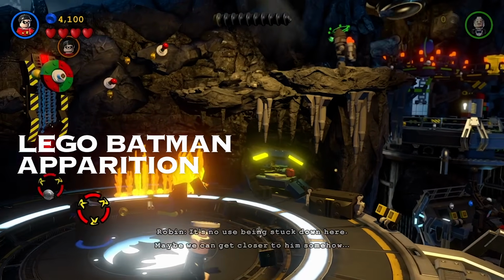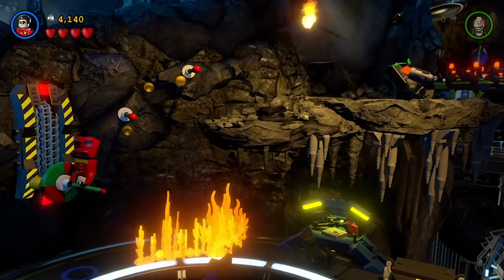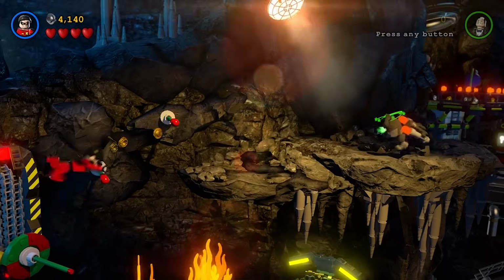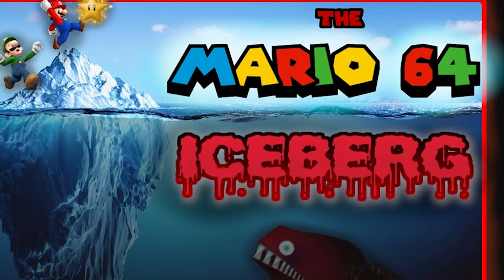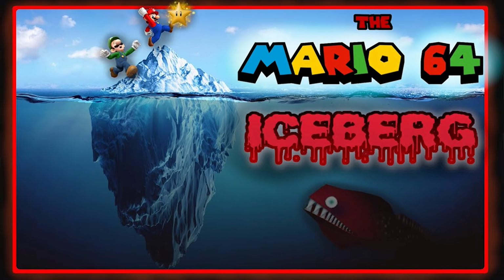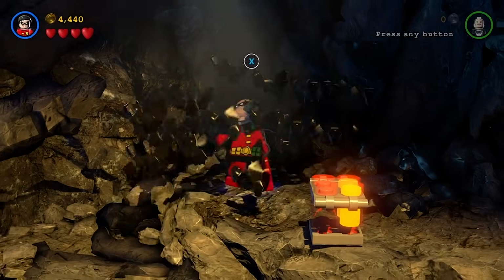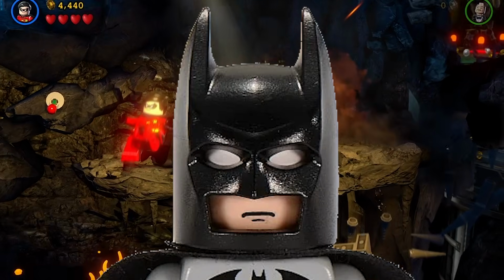The LEGO Batman apparition and every copy of LEGO Batman the video game is personalized. This is a joke entry, just making fun of the Mario 64 Iceberg, which is a notorious chart within the Iceberg community, if you will. There's a very rare chance that when you're building a LEGO Batman set, Batman's giant head will chase you down a long hallway.